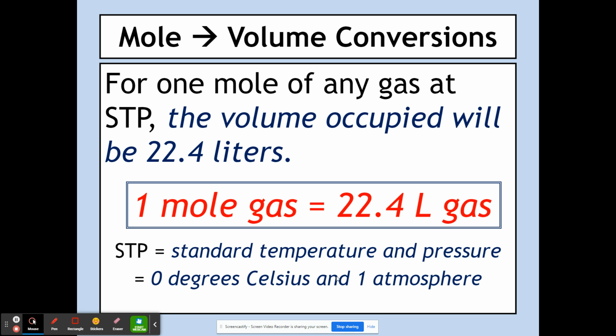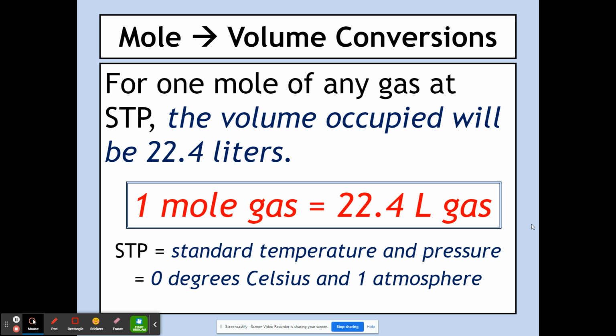Now, this is the new information. For 1 mole of any gas at standard temperature and pressure, the volume occupied will be 22.4 liters. So no matter what gas we're talking about, if it's at standard temperature and pressure, it will occupy the same amount of volume. So that gives us our conversion factor of 1 mole of any gas is equal to 22.4 liters of gas.